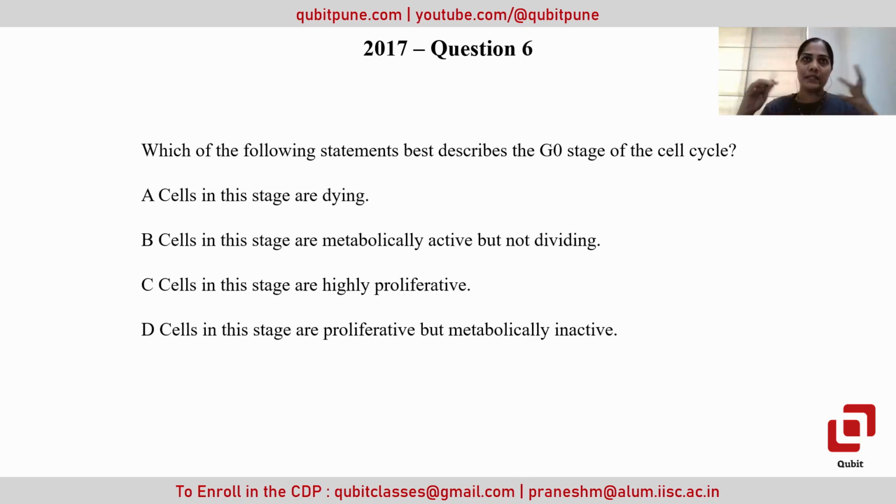That is the characteristic of the G0 phase, which is the case for some cells of a few organs that are not dividing at all. For example, the cells of the adult heart are a classic case where division has stopped. However, the cells are alive and metabolically active, which is the main characteristic of the G0 stage, described in option B.